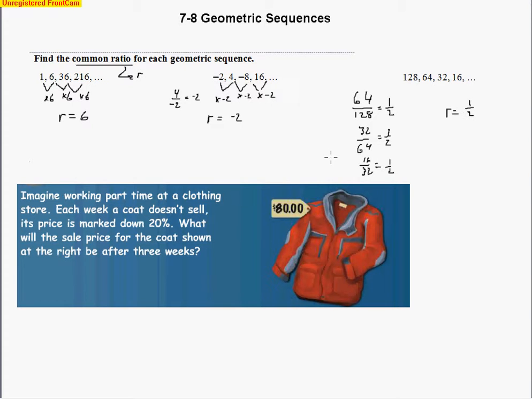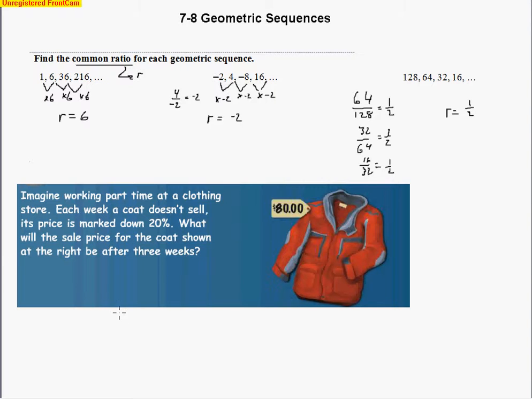So this is very similar. Geometric sequences are just like the growth and decay problems. And here's an example that they showed in the first part of Chapter 7, Section 8. It talked about imagine working part-time in a clothing store. Each week the coat doesn't sell, its price is marked down 20%. What will the sale price for the coat be after 3 weeks?